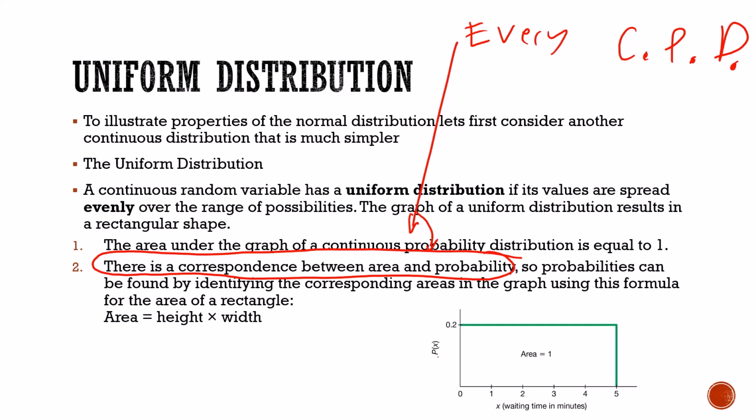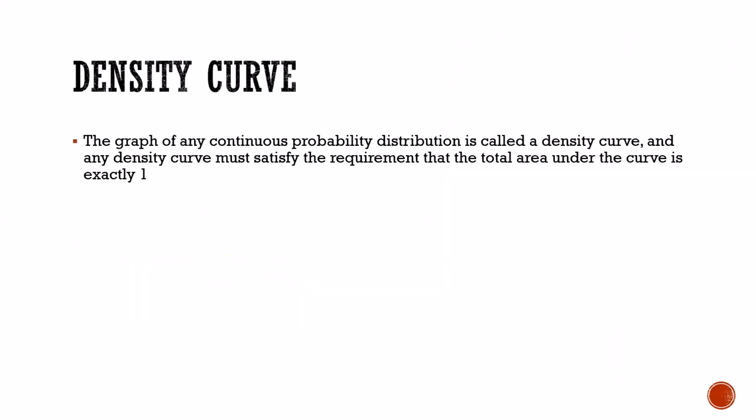Since in this case we're waiting for something, let's talk about this. You can find the area by using the formula height times width. Again, as I already told you, we call this the density curve. You'll see why we called it that in a second.